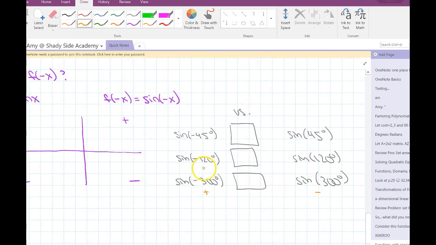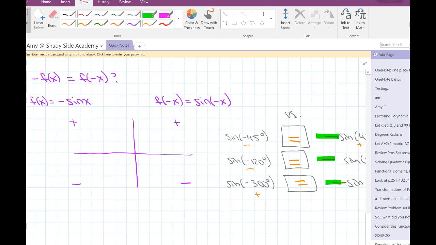And sine of negative 120 would terminate in quadrant 3, where sine would be negative, and sine of positive 120 terminates in quadrant 2, where sine is positive. And sine of negative 45 would be negative, but sine of 45 would be positive. Oh, I see a connection. I think it's pretty obvious that the sine of a negative angle will equal the opposite of the sine of the positive angle. That should be a negative sign. So sine of a negative angle just equals the opposite of the sine of the positive angle.